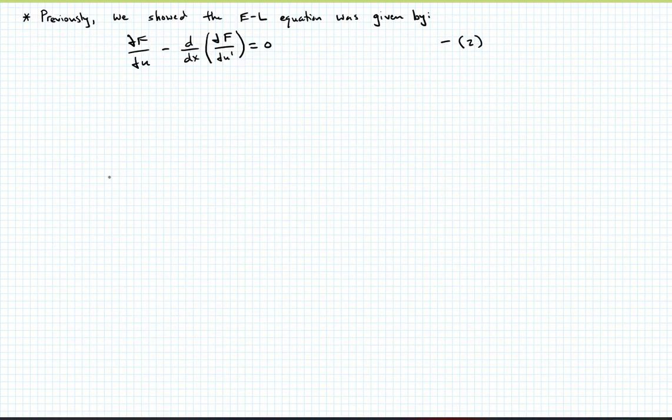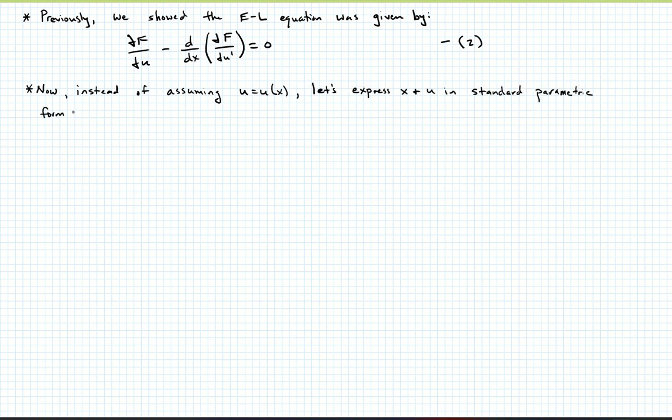So now, instead of assuming that u is a function of x, let's express x and u in standard parametric form. So we're going to say here that x is some function of t, where t is our parameter, and u is a function of t, where t is our parameter. Okay? And we'll collectively call these equations 3. So what we want to ask is, we want to find out how this representation affects the functional given by equation 1.